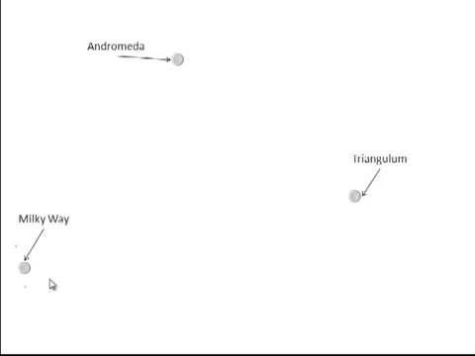Now keep in mind though, right, that the galaxies are huge. So these are enormous distances between galaxies, but compared to the size of the galaxy, right, they aren't as far as you might expect.